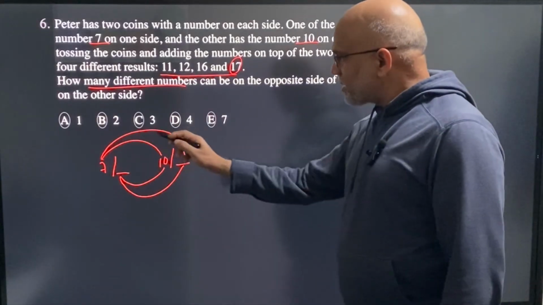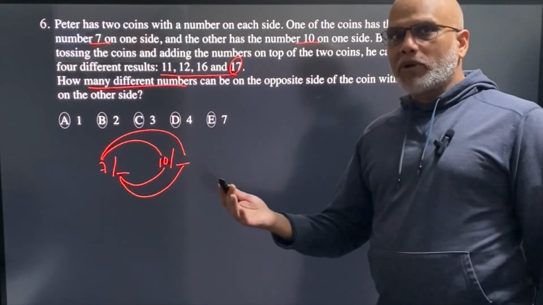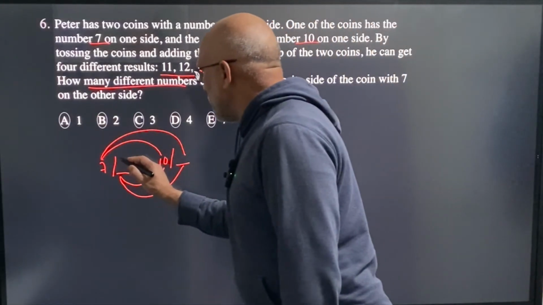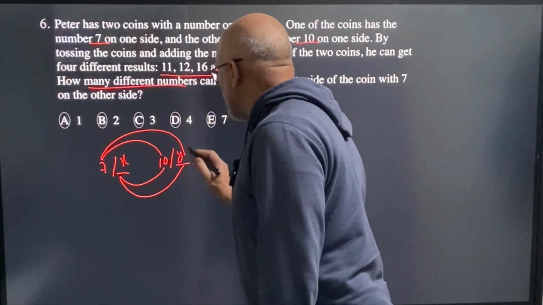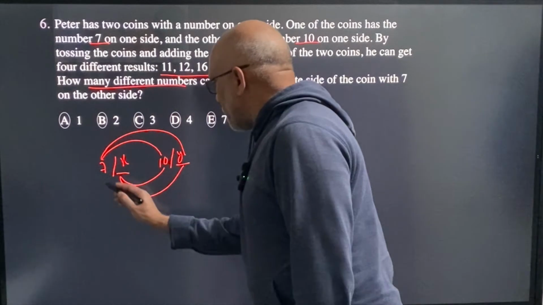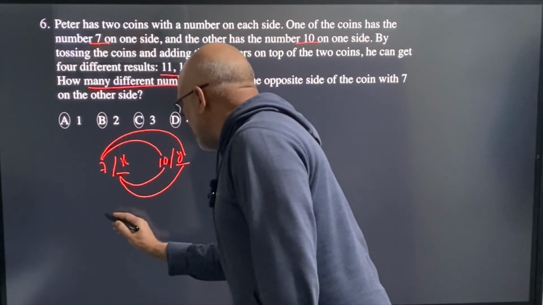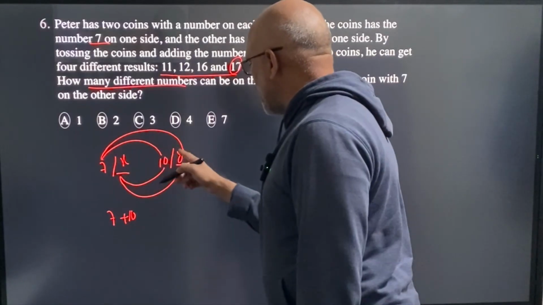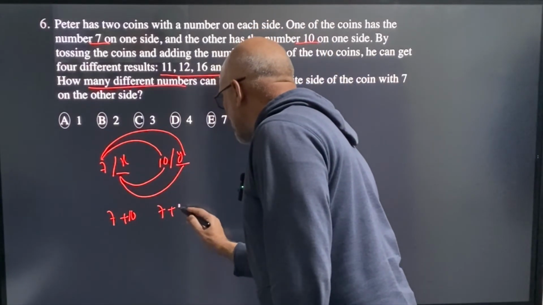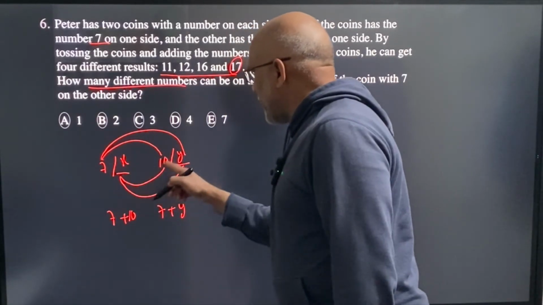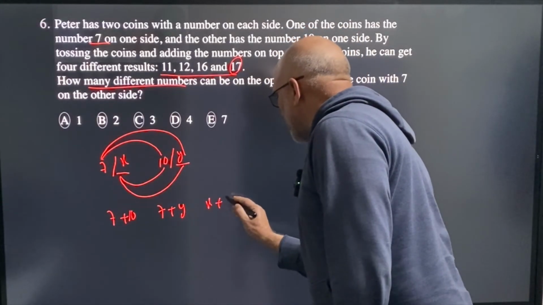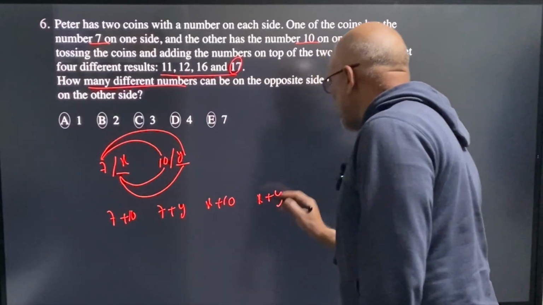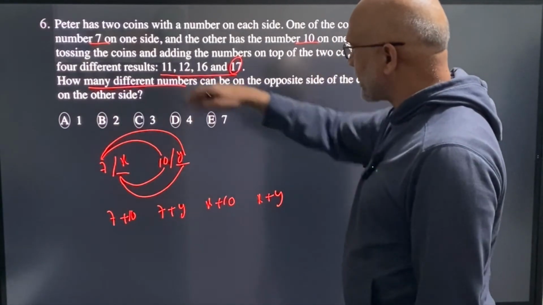We can try to guess the other 3 sums, and we can try to do it that way, but there is an easier way using algebra. So let me call it x. Let me call this y. So one sum is 7 plus 10. The other is 7 plus y. Then x plus 10. And then x plus y. So these are the 4 different sums that are given to us.